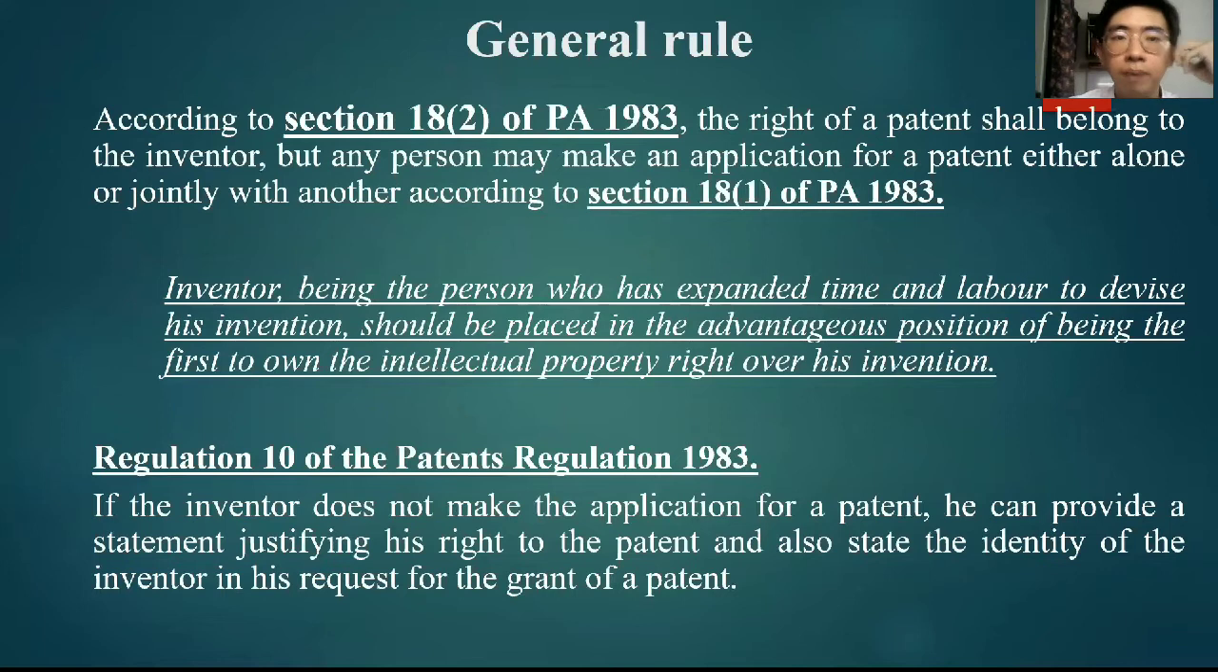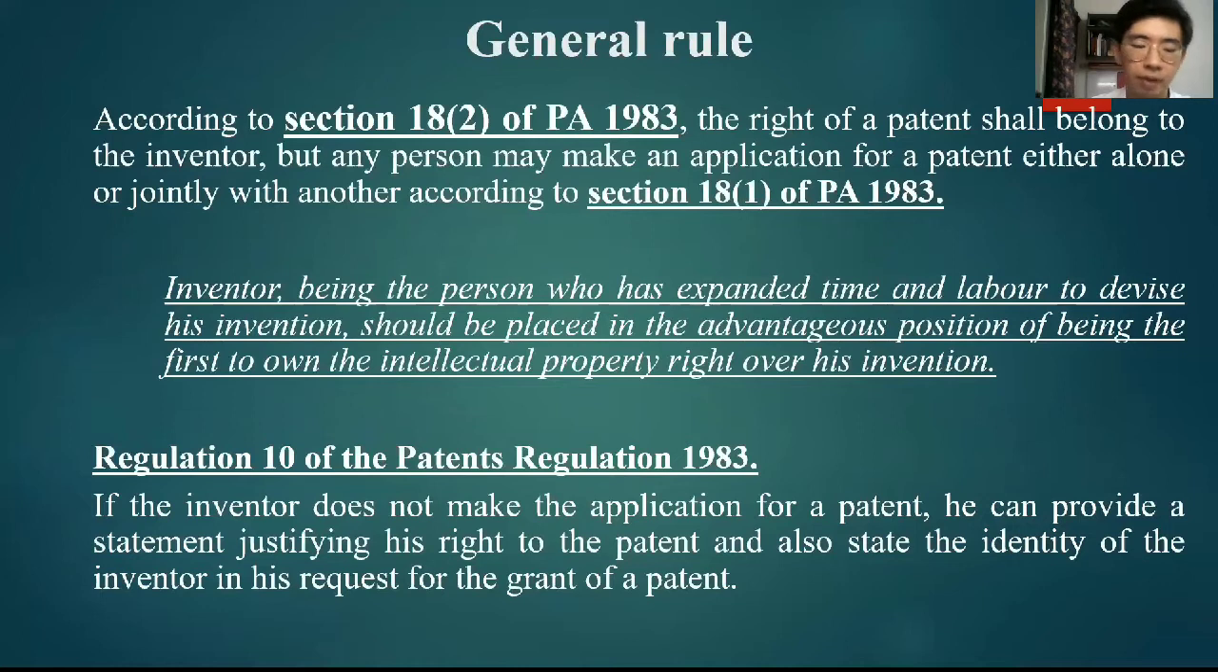So the general rule of granting the ownership is according to Section 18, subsection 2 of the Patent Act. The patent shall belong to the inventor, but any person may make an application for the patent either alone or jointly with another, according to Section 18, subsection 1 of the Patent Act.